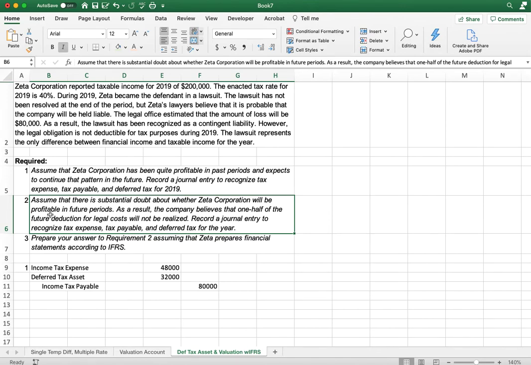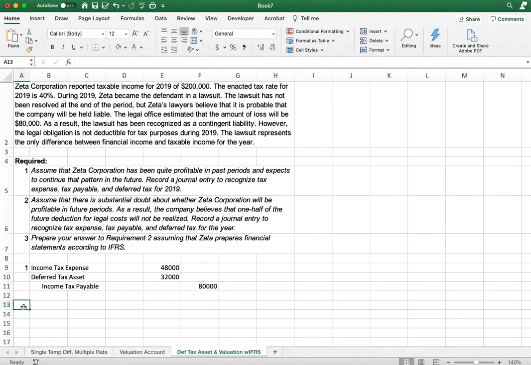Part 2 says, assume that there is substantial doubt about whether Zeta Corporation will be profitable in the future periods. As a result, the company believes that 1/2 of the future deduction of legal costs will not be realized. Record a journal entry to recognize the tax expense, tax payable, and deferred tax for the year. And so in this situation, part 2, our initial journal entry would stay the same.